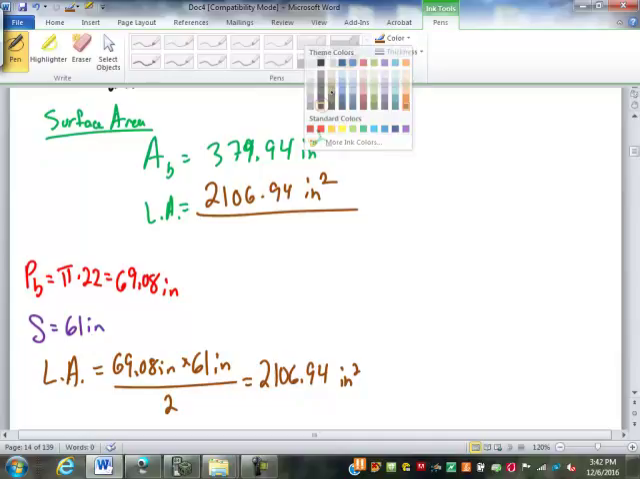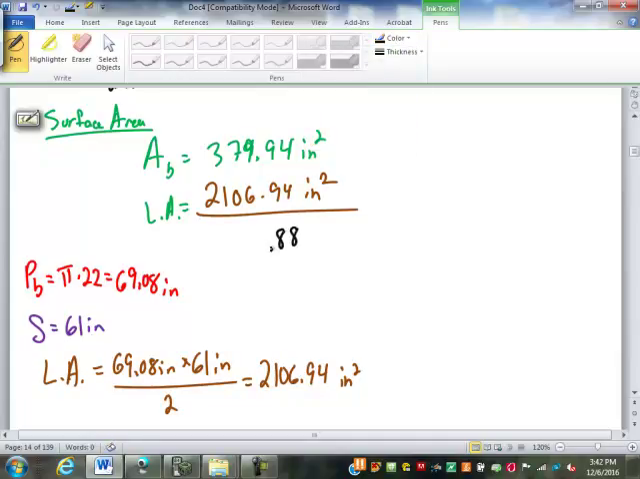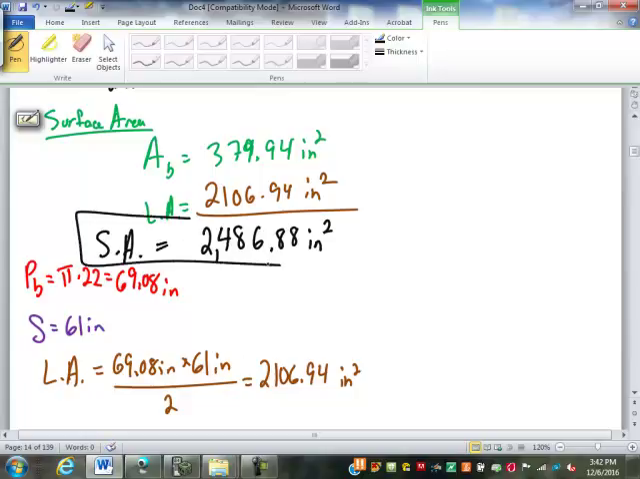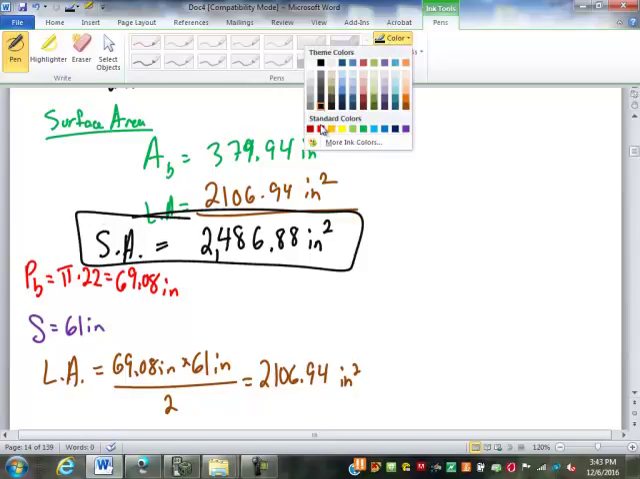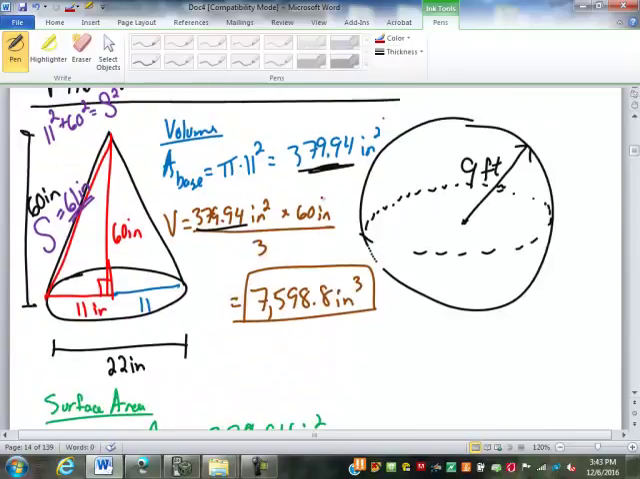We add those together. Get our total surface area. Anybody come close to that? Any questions on that problem? Well then, it's fair to move on to the sphere over here.